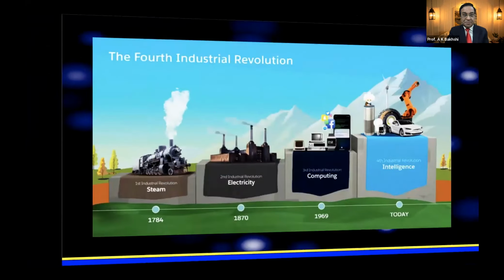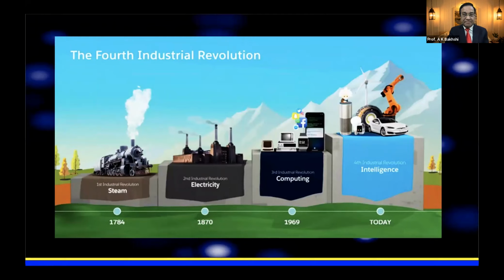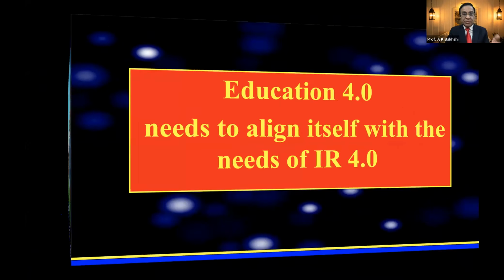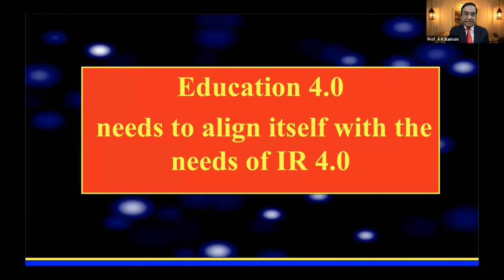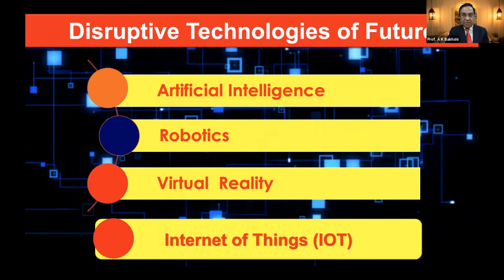You know, the world is presently passing through Industrial Revolution 4. Three are already over. One was based on steam, other was based on electricity, third was based on computing, and now is the fourth Industrial Revolution based on disruptive technologies like artificial intelligence. So Education 4.0 is aligned with the Industrial Revolution 4. It has to fulfill the needs of the Industrial Revolution 4. These are going to be the technologies of the future.